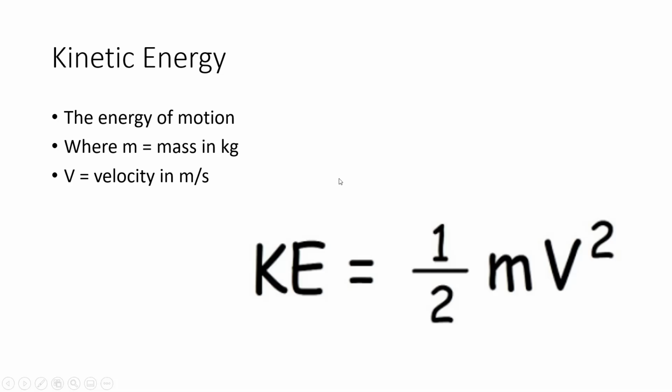Let's get started. Alright, so first of all we have our kinetic energy formula. Obviously kinetic energy is the energy of motion. We have our equation right here, kinetic energy is equal to 1/2 mass times velocity squared, where mass is in kilograms and velocity is in meters per second. Also, don't forget that once you use this equation and plug in the numbers, the unit for energy is always in joules.